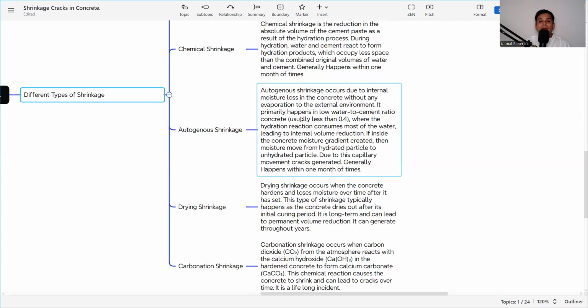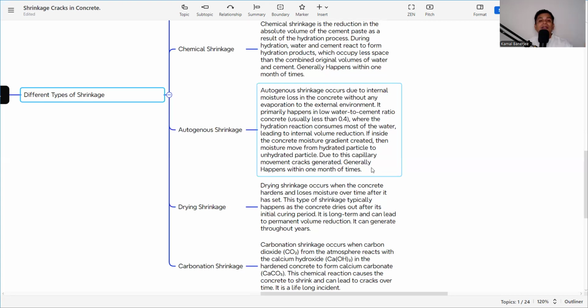It primarily happens in low water-cement ratio concrete, usually less than 0.4, where the hydration reaction consumes most of the water, leading to internal volume reduction. Inside the concrete, again a moisture gradient is created, and moisture moves from hydrated particles to unhydrated particles. Due to this capillary movement, cracks are generated. It generally happens within 1 month.